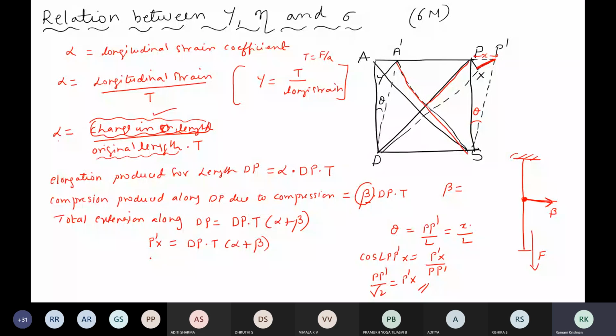Instead of p dash x, I will write pp dash by root 2, which is equal to, for dp, root 2 l, as we wrote yesterday, and I write alpha plus beta. Same things: for dp I have taken that, and for p dash x, from here, pp dash by root 2. So we'll go to the next slide.